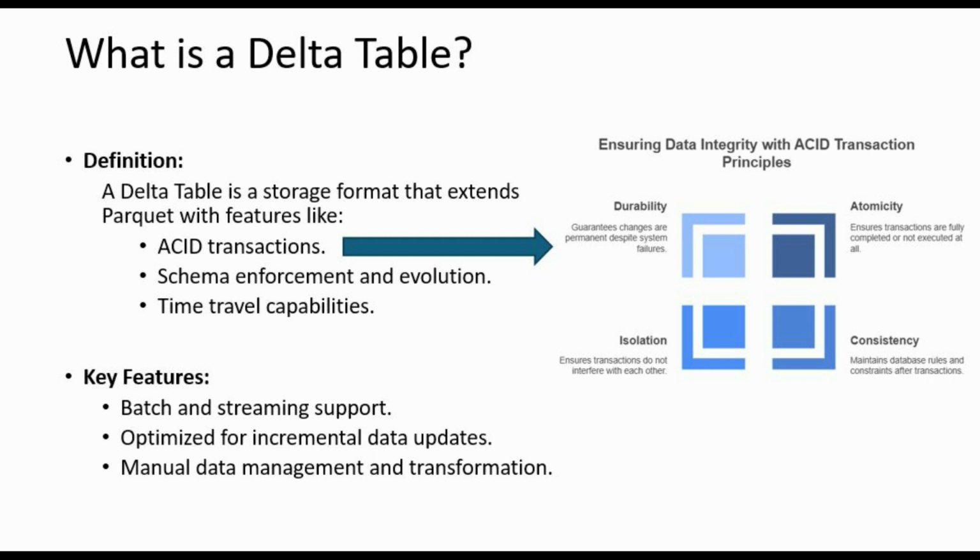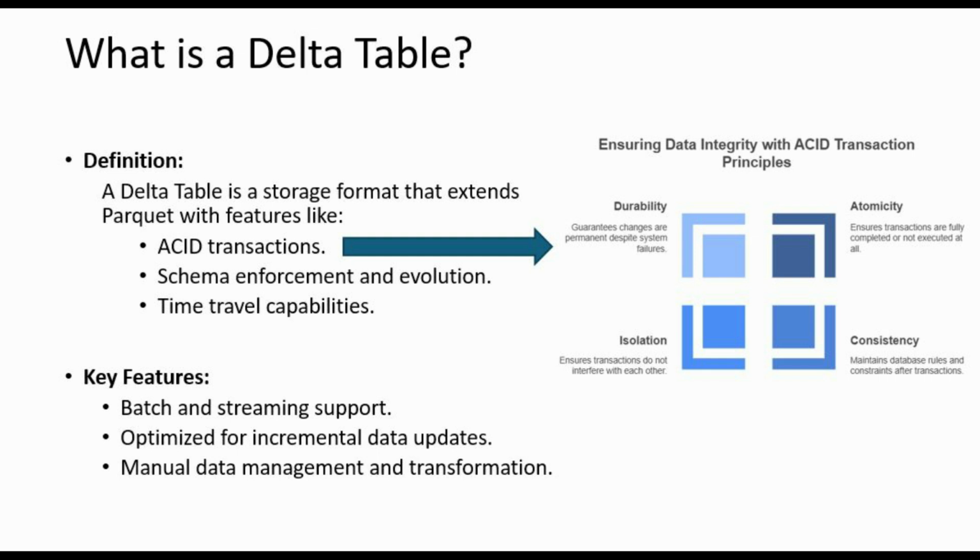Here's a detailed explanation of each property. First is atomicity. This ensures that a transaction is treated as a single unit of work. Either all the operations within the transaction are completed successfully, or none of them are applied. Example: if you transfer money between two bank accounts, both the debit and credit operations must complete. If one operation fails, the entire transaction is rolled back, leaving the database unchanged.